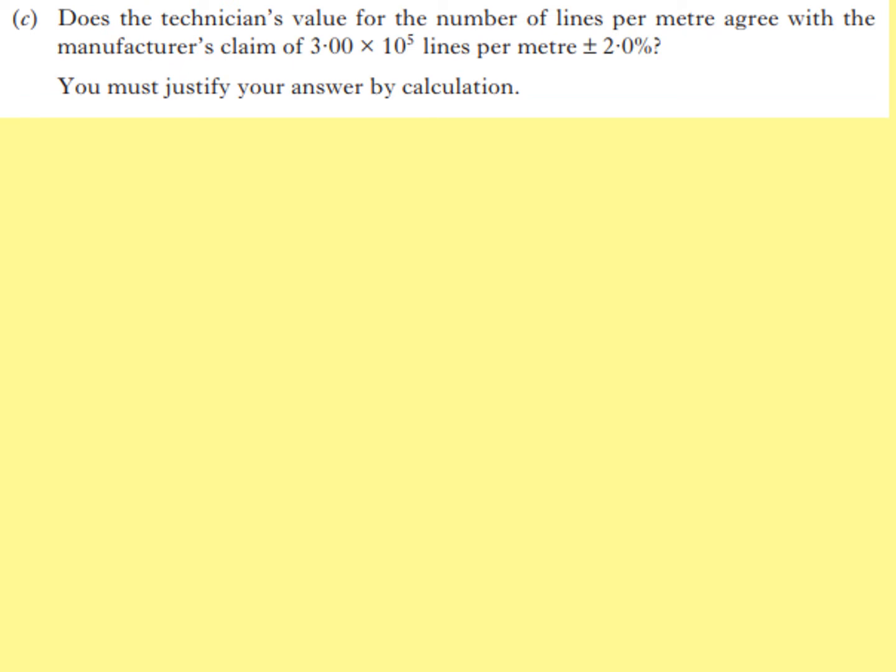Okay, so does the technician's value for the number of lines per meter agree with the manufacturer's claim? That is, that the lines per meter is 3.00 times 10 to the 5 plus or minus 2%. So we need to find out how much more our value is to the manufacturer's claim. So we're just looking at the difference between them. So 3.04 times 10 to the 5, take away 3.00 times 10 to the 5, giving us a value of 0.04 times 10 to the 5 lines per meter.